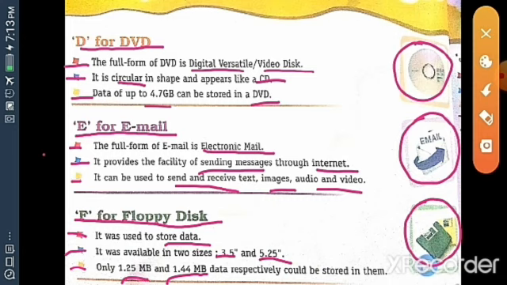Now little description about floppy. A floppy disk is a magnetic storage medium for computer systems. The floppy disk is composed of a thin flexible magnetic disk sealed in a square plastic carrier.